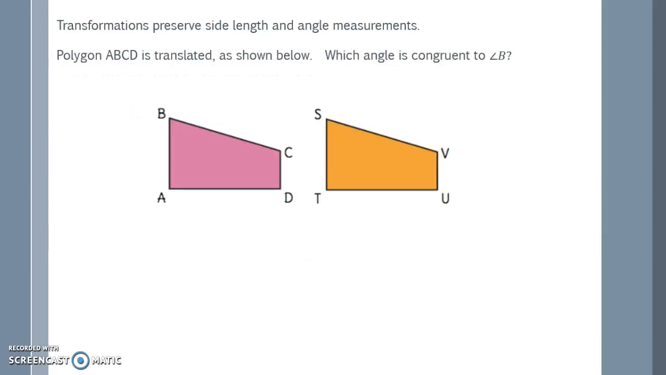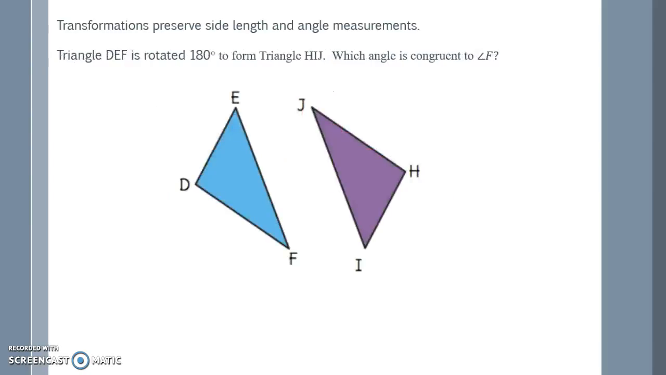Polygon ABCD is translated as shown. Which angle is congruent to angle B? Take a guess. Did you guess S? That is correct. Triangle DEF is rotated 180 degrees to form triangle HIJ. Which angle is congruent to F? Angle J is congruent to F.